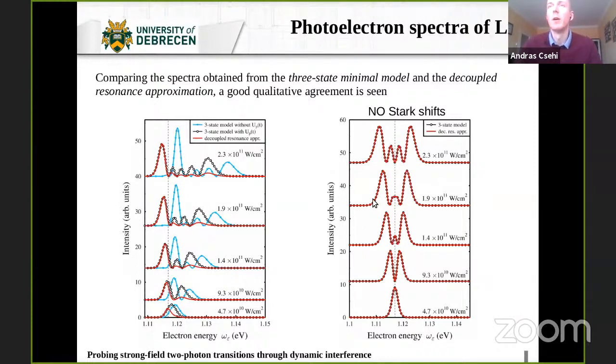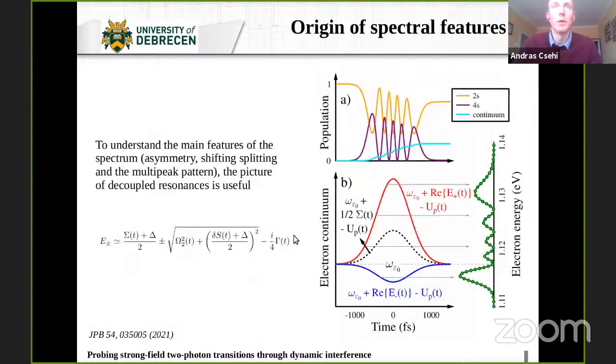the asymmetry occurs. So to further analyze and understand the origin of the spectral features, it is good to look at the analytical results, and this we can see here. Here I'm showing you again the energies of the resonances, which I showed you before.